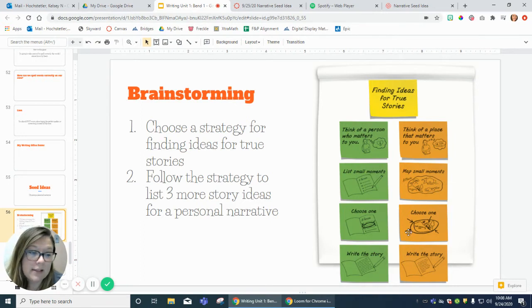So these bottom Post-it cards, you don't need to do those. Just stop at listing the small moments. And the purpose of you doing this is to just get more ideas for a personal narrative. Because right now we probably have, I think, 6 ideas, but I'd love to have 9 so that you have a bigger list to choose from. So you're welcome to pause the video now and do this brainstorming part, but I am going to continue talking about what to do after that.